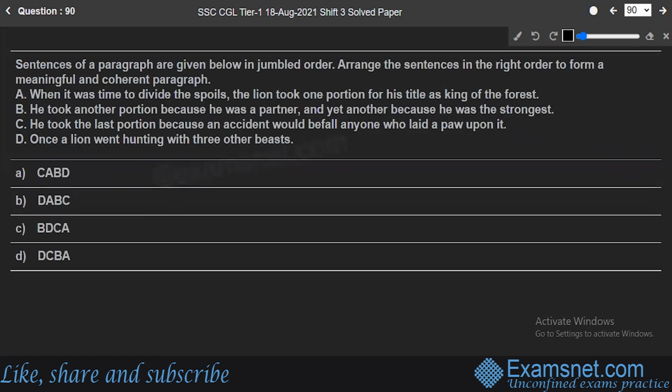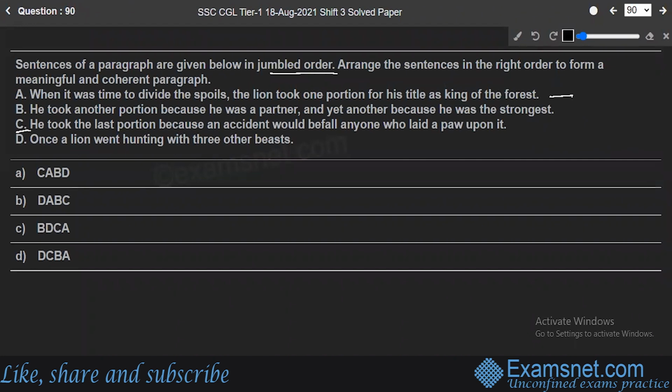Here is an example of para-jumbled sentences. So sentences of the paragraph are given in a jumbled order. You have to arrange the sentences in the right order to form a meaningful and coherent paragraph. A: when it was time to divide the spoils, the lion took one portion for his title as the king of the forest. B: he took another portion because he was a partner, and yet another because he was strongest.